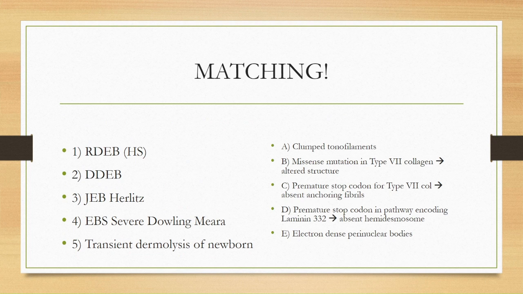More matching, okay? Put these subtypes of EB with their type of mutation or their finding. So, clumped tonofilaments, where are we going to see that? Missense mutation in type 4 or type 7 collagen causing an altered structure. How about a premature stop codon for type 7 collagen with absent anchoring fibrils? How about a premature stop codon in the pathway encoding laminin 332, leading to an absent hemidesmosome? And how about electron-dense perinuclear bodies?